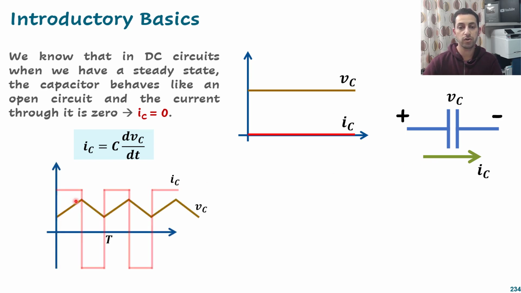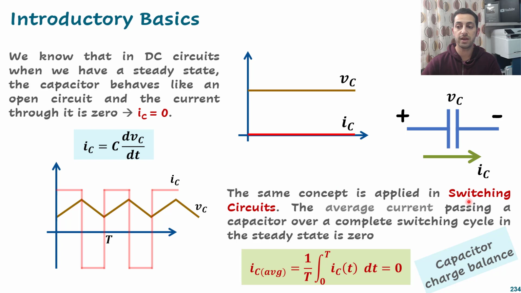So this is one example of a switched capacitor voltage, and this is the resultant current. In a switching circuit, the average current passing through a capacitor over a complete switching cycle in the steady state is zero. So the average current for the capacitor equals zero over one period, and this is called capacitor charge balance. These two rules are very popular and are maybe the starting point for exploring, discussing and teaching DC to DC converters.